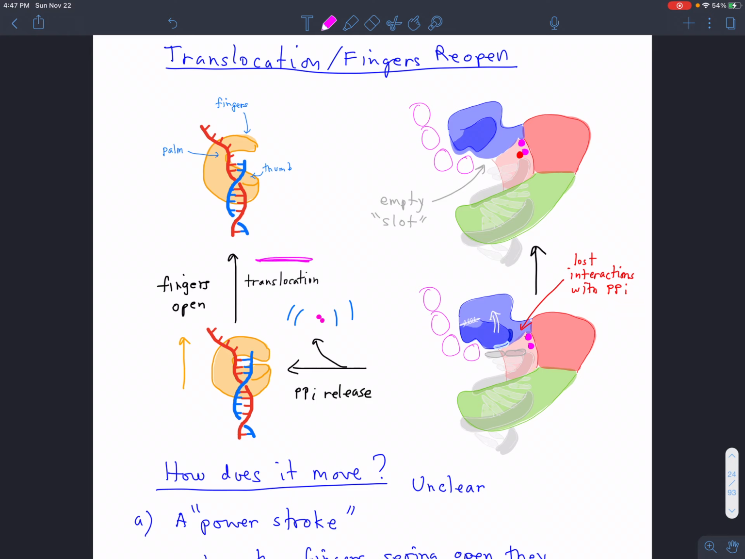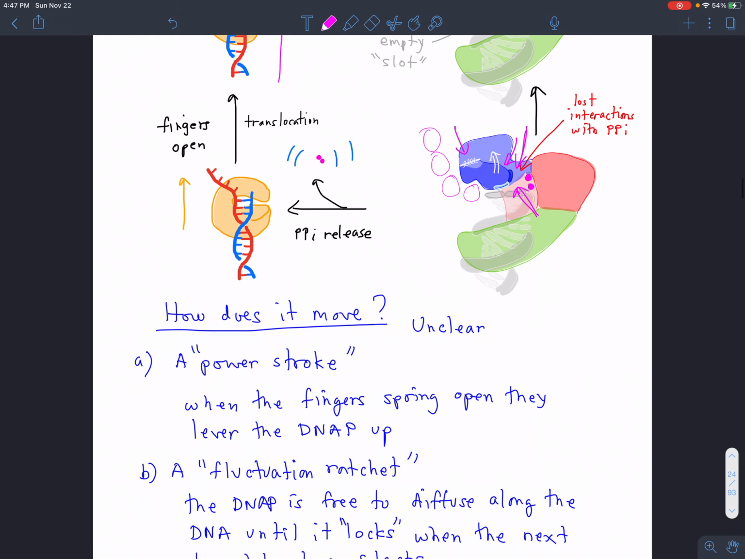Again, I'm not sure that translocation happens here, nobody is, but this is probably the most likely place. Once the PPi is released, having lost those nice interactions between the fingers and the pyrophosphate, the fingers being closed is now unfavorable. This spring is under strain, and now it's not stuck closed anymore. It pops open, springs open, and at more or less the same time, the polymerase moves up by one step along the DNA. How does it move?